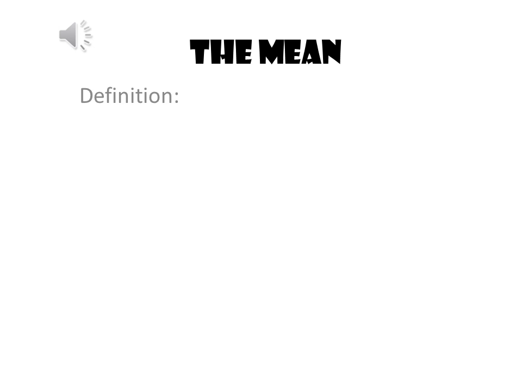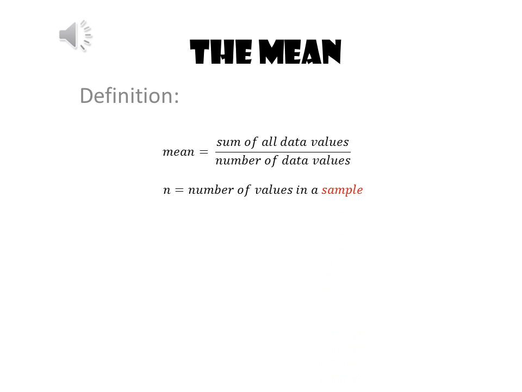Now the mean of a data set is equal to the sum of all the data values divided by the number of data values. Now if that data set is a sample from a population, then the number of data values is going to be represented by lowercase n, and the mean is going to be x bar. So in the case of a sample, x bar is the mean, and it's equal to the sum of the xi's over lowercase n.